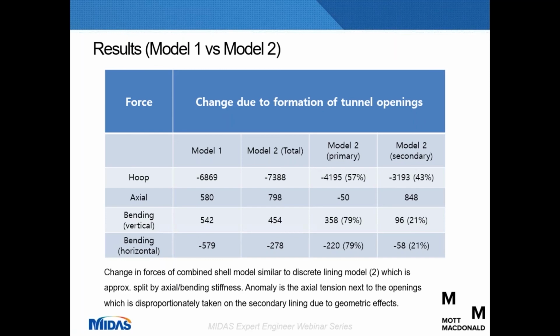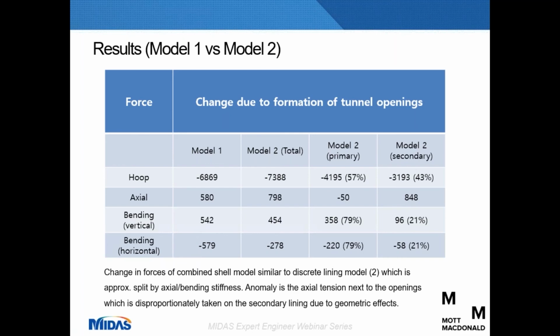The horizontal bending is also shared in the same proportion as vertical bending, but this is only due to the isotropic shell assumption made in the modelling. In reality, the joints in the diaphragm wall can't carry significant horizontal bending, therefore all the horizontal bending induced by the tunnel opening will need to be carried by the secondary lining. So all this additional bending goes into that secondary lining.